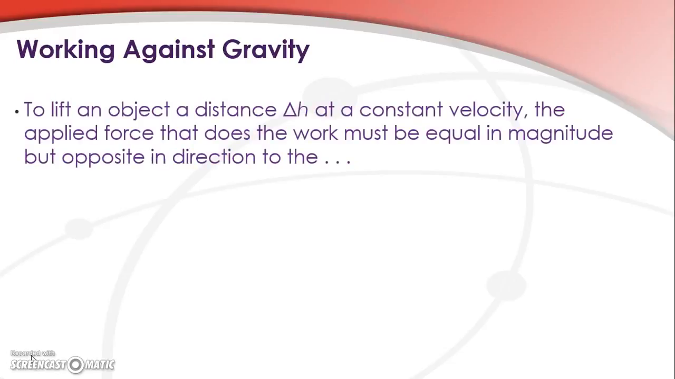Now, we can talk about working against gravity in the same terms as the energy that an object has. To lift an object a distance delta h at a constant velocity, the applied force that does the work has to be equal in magnitude but opposite in direction to what? Well, it has to be equal to the weight of the object.